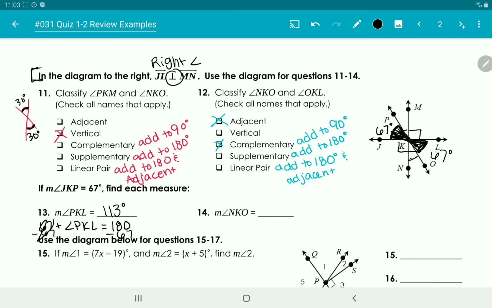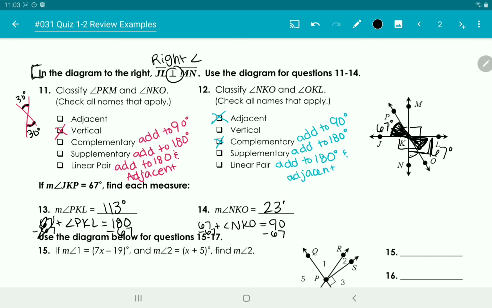Okay, so if we have that this one's 67, and this whole thing is a 90-degree angle, so we have the 67 degrees plus this angle NKO that we're looking for is going to give us this 90-degree angle. In order to solve for NKO, we just have to subtract 67. And so 90 minus 67 is going to give us this angle 23 degrees.